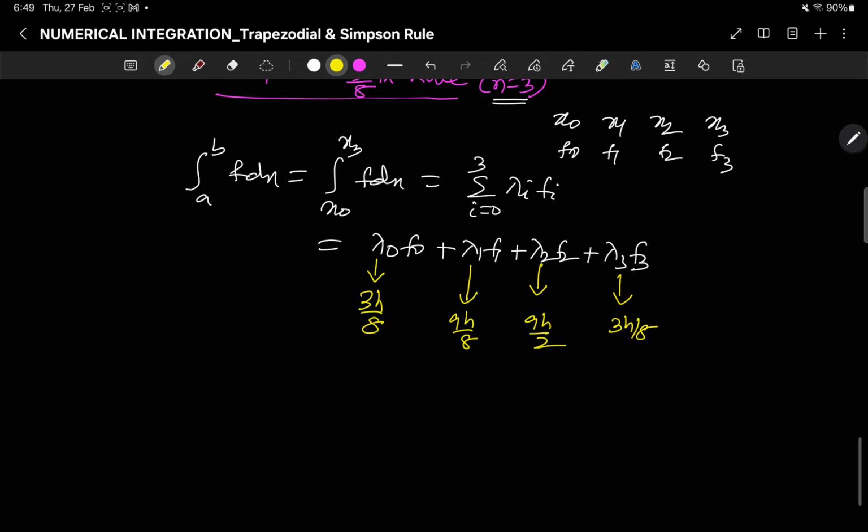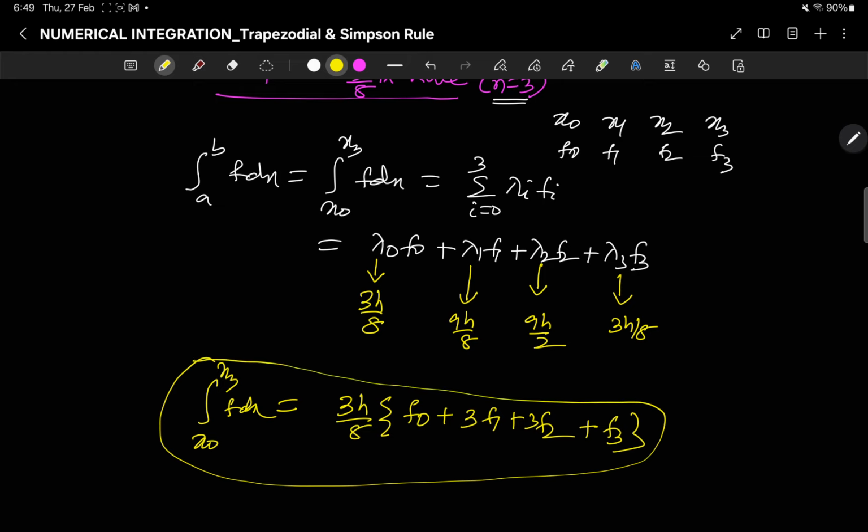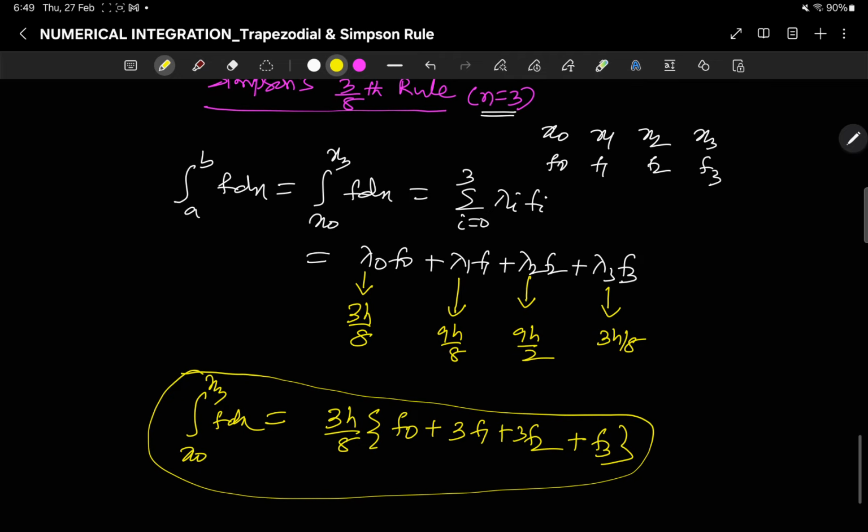Okay, if you simplify it, this will be 3h by 8 taken common, f0 plus 3 f1 plus 3 f2 plus f3. So this is the formula for the integral x0 to x3 f dx. This is the formula for Simpson's 3 by 8th rule.